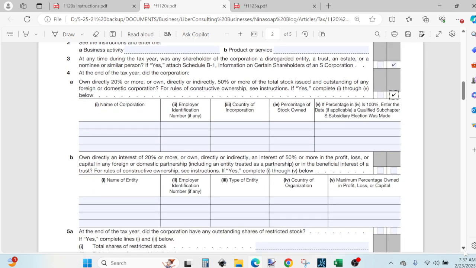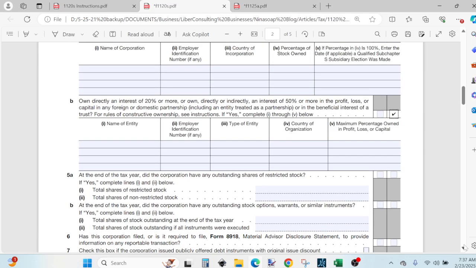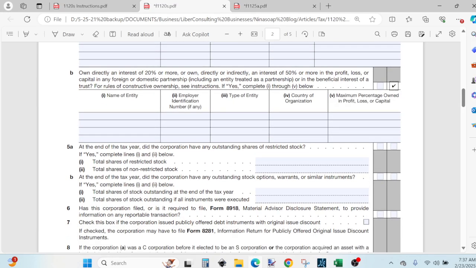Own directly or indirectly 20% or more of a partnership, we'll say no. But if yours does, you check yes and you complete those things. So make sure you read the question well and you answer. At the end of the year, did the corporation have any outstanding shares of restricted stock? We will say no. And at the end of the year, did the corporation have any outstanding stock of similar instruments? We will say no.